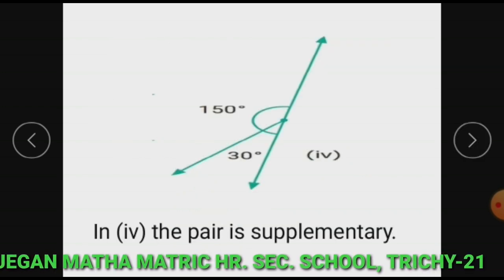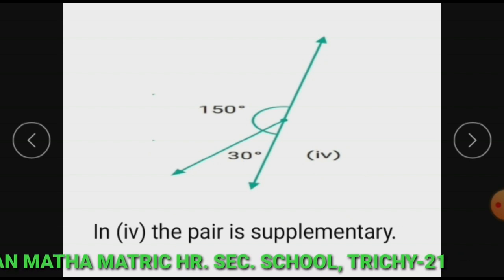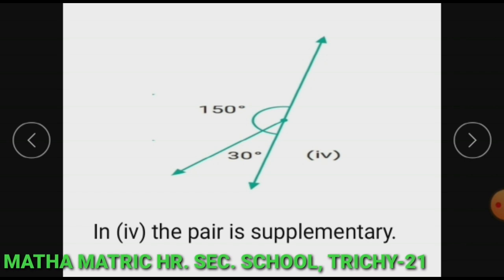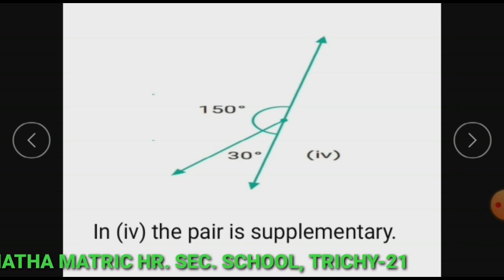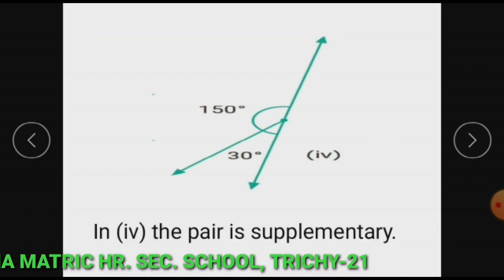In figure 4, the pair of angles 30 degree and 150 degree give 180 degree. So the pair of angles 30 degree and 150 degree are supplementary to each other.